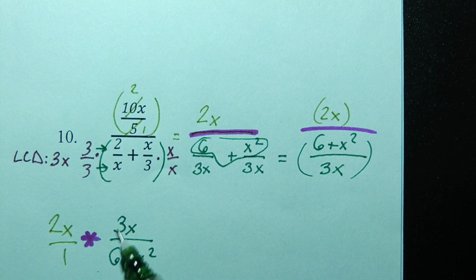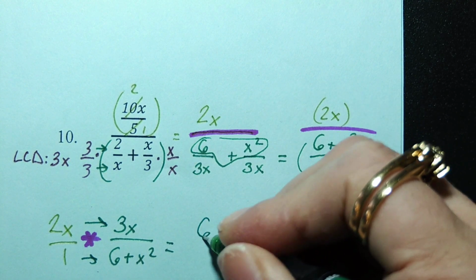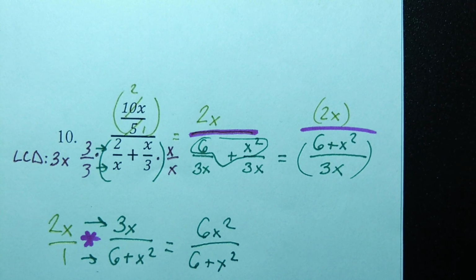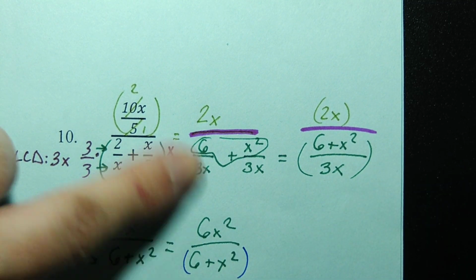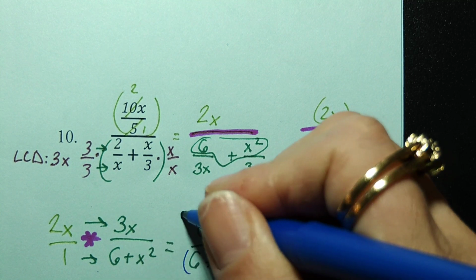Can I take the 3 out with the 6? No. The x out with the x squared? No. What about when I multiply straight across and I get 6x squared over 6 plus x squared? Folks, can I simplify that? No. It's very, very tempting, but this is a non-factorable binomial, so trap that, and there is nothing that I can take out of the parenthesis or simplify with the 6x squared on the top. So our final answer is 6x squared over 6 plus x squared.